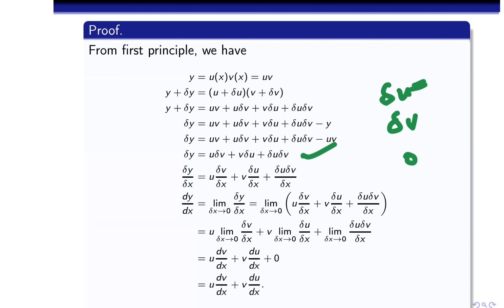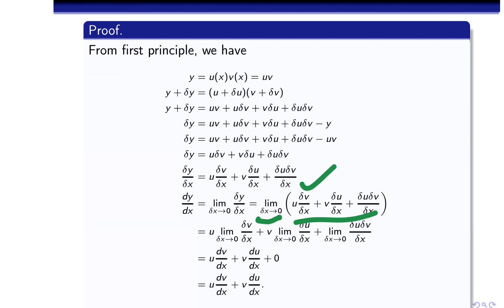Okay, so you have divided through by delta x. The next thing is to take dy dx, which means you're taking the limit of delta y over delta x as delta x approaches 0. So that means the limit as delta x goes to 0 for this whole expression. And this is like the limit of three sums.